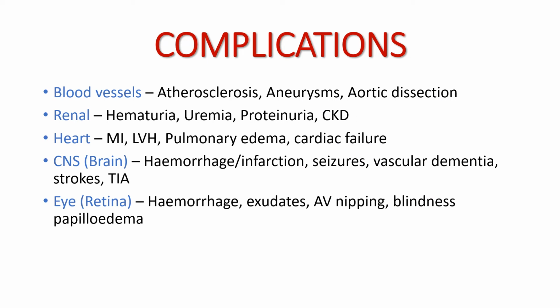Hypertension can cause many complications. On the blood vessels, it may cause atherosclerosis, aneurysms, aortic dissections. On the kidneys, it may produce hematuria, uremia, proteinuria, the chronic kidney diseases. When it involves the heart, it may cause myocardial infarctions, pulmonary edema, cardiac failure. On involving the brain, it may produce hemorrhages, infarctions, seizures, vascular dementia, strokes. When it involves the eye, it may produce hemorrhages, exudates, AV nipping, blindness, and papilledema.